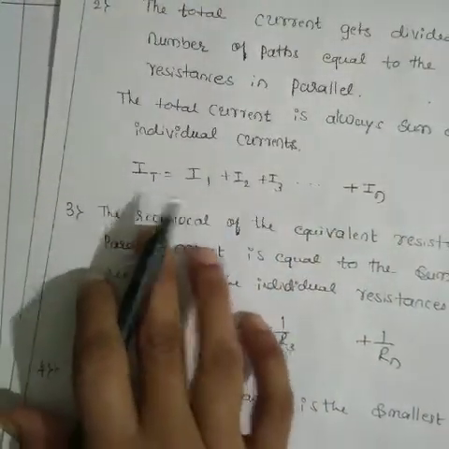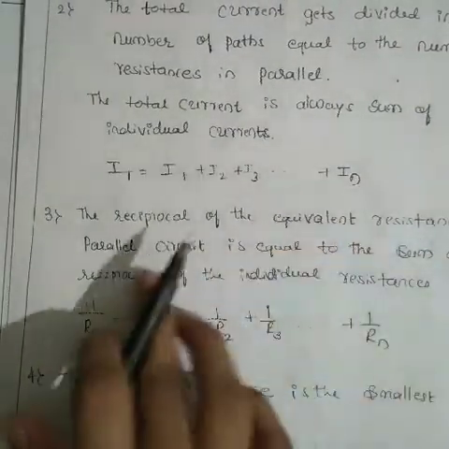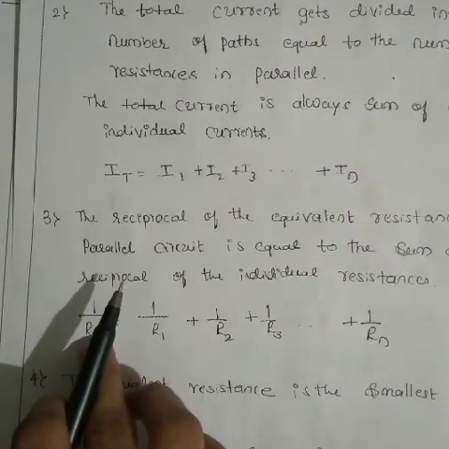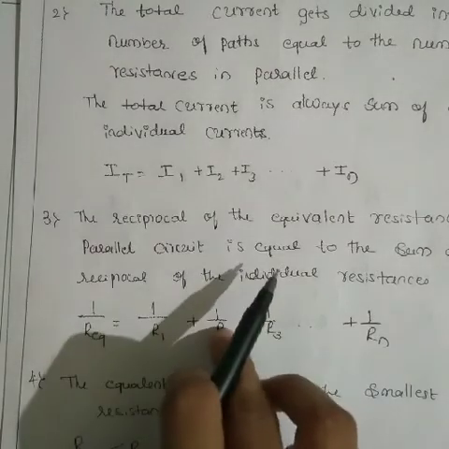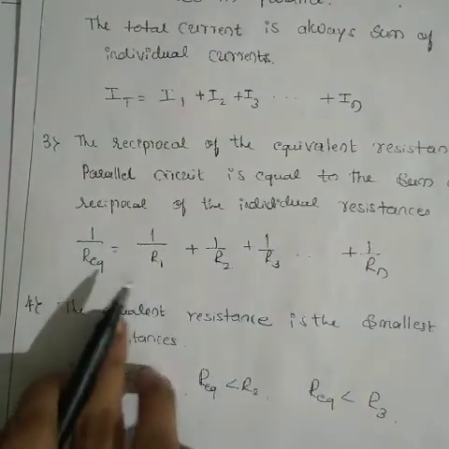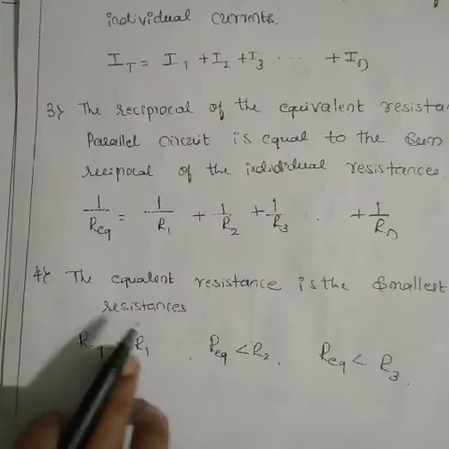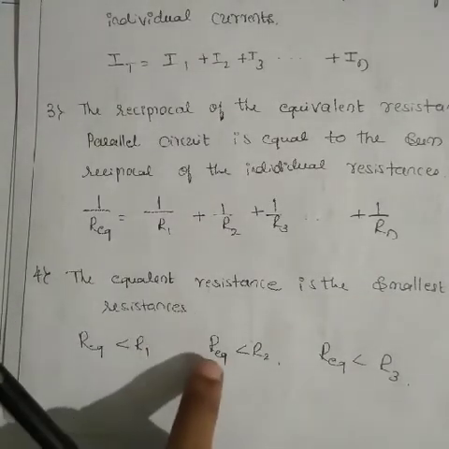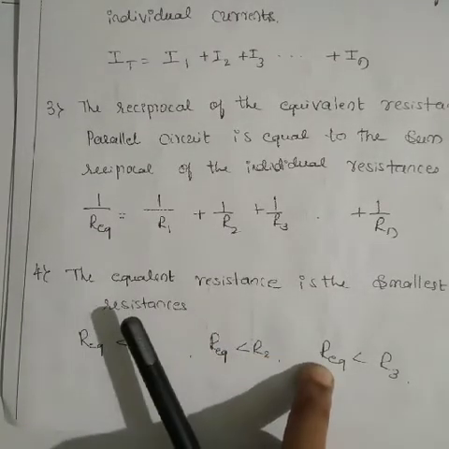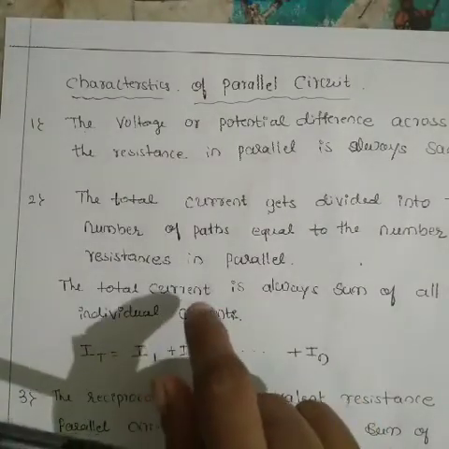Then third, the reciprocal of the equivalent resistance of a parallel circuit is equal to the sum of the reciprocals of the individual resistances: 1 by RT is equal to 1 by R1 plus 1 by R2 plus 1 by R3 up to Rn. Then fourth, the equivalent resistance is the smallest of all resistances. Equivalent means total resistance is always less than R1, less than R2, and less than R3. These are the four characteristics of parallel electric circuits.